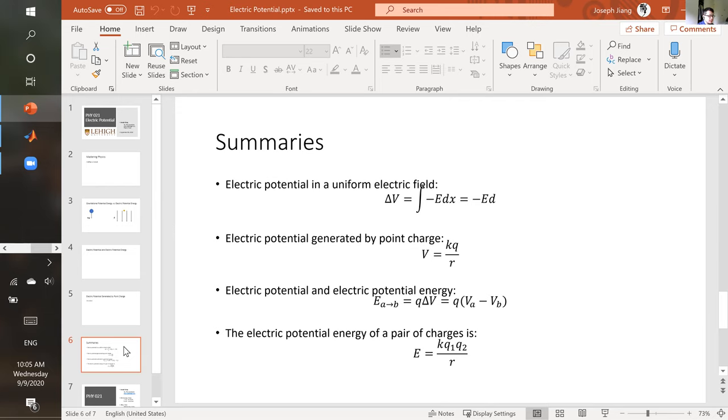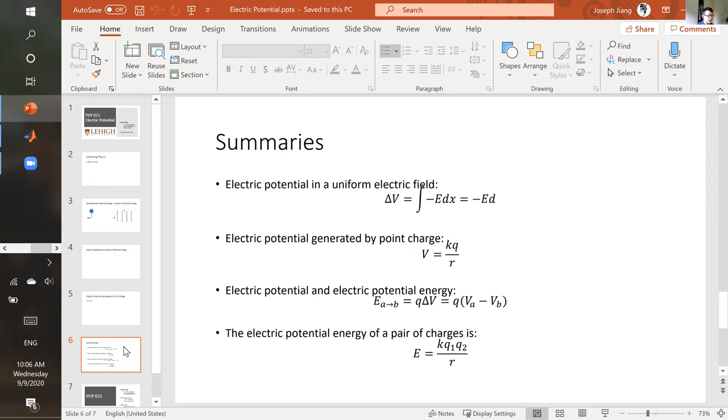And the second one, if the electric field is not a constant, for example, we have a point charge, then the potential generated by the point charge depends on the distance from the testing point to the center of the charge. So the potential is equivalent to a constant times the value of the charge over the distance.